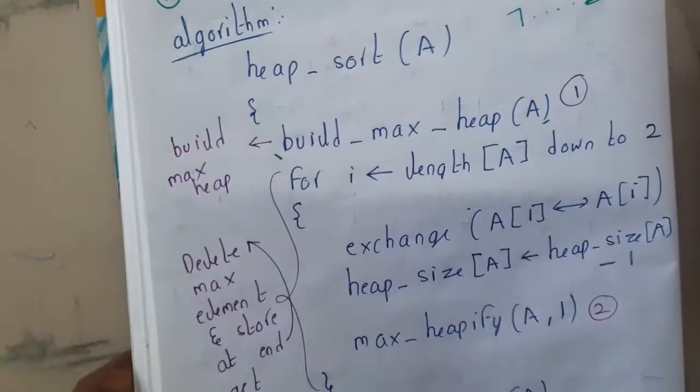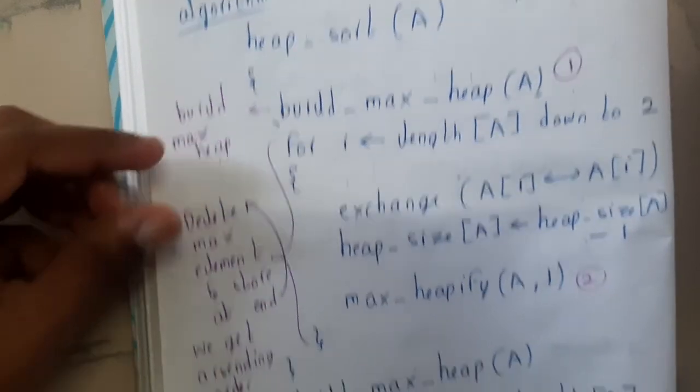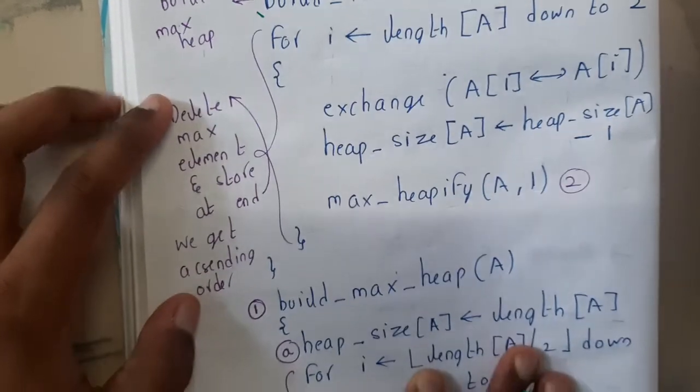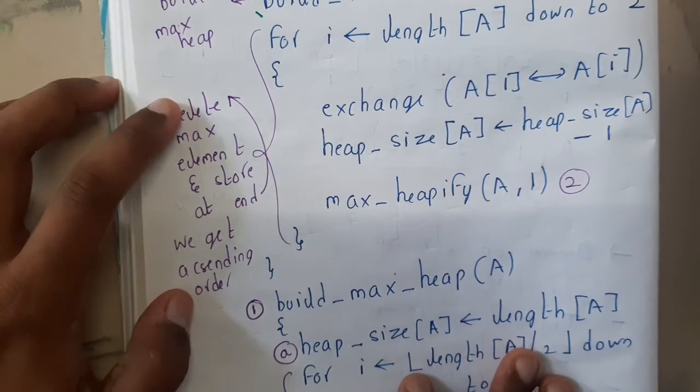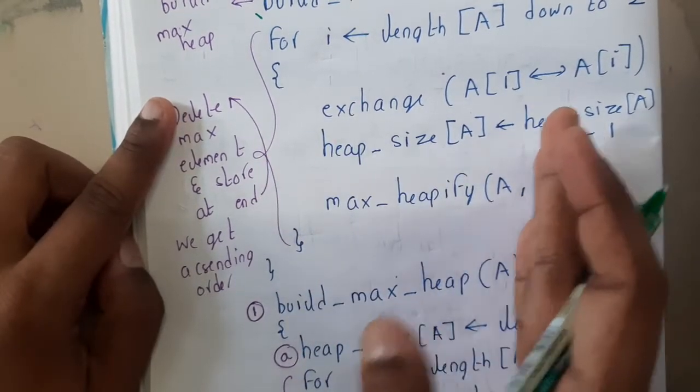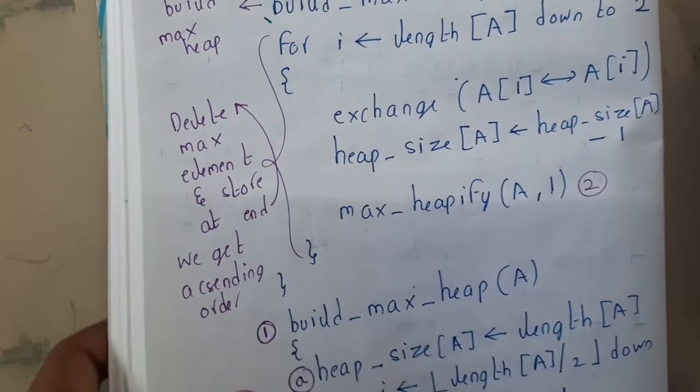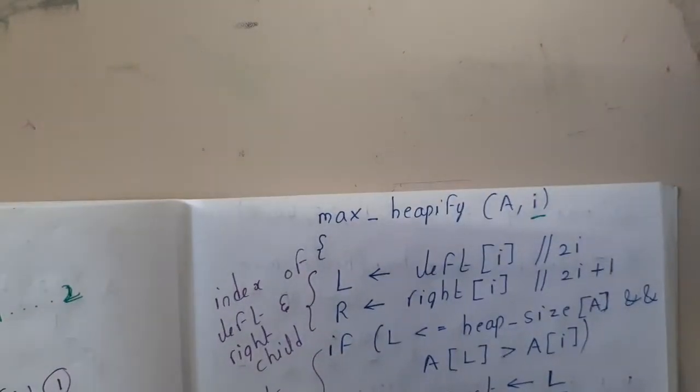Similarly, here we are building the max heap. We are deleting the elements and storing them in the same array, and we are decreasing the size by 1 and storing in ascending order, from minimum to maximum. So now you have an idea of how exactly heap sort is working.